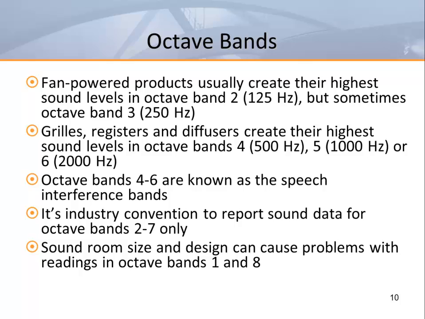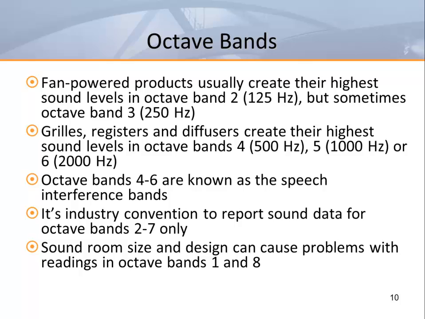Grills, registers, and diffusers typically create their highest sound levels in octave bands 4 through 6, most commonly peaking in the 5th octave band. These 3 octave bands have the special distinction of being known as the speech interference bands. That's because these bands occupy the same portion of the audible sound spectrum shared by human speech. For this reason, rooms with noisy diffusers are also very poor for speech communication.